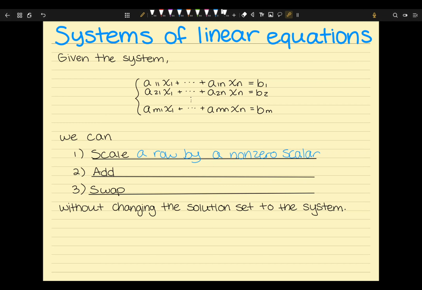We can't multiply by a zero scalar because if we multiply by 0, we just get 0 equals 0. So we've lost information about these constants here, and we've not helped ourselves. Okay, and then the second thing we can do is add a multiple of one row to another row.